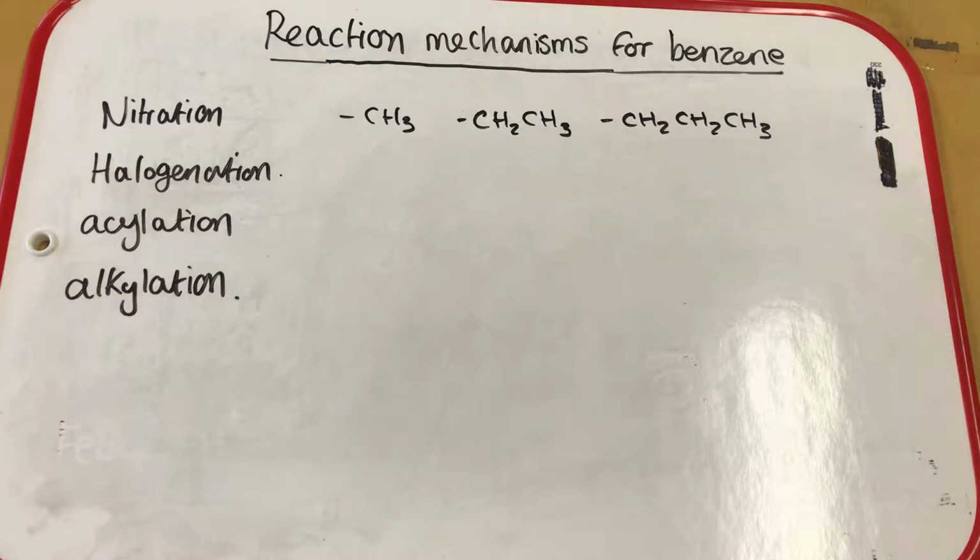This is the last video in the series looking at reaction mechanisms for benzene. So we've got the nitration of benzene that we've previously looked at, we've done halogenation, and we've done acylation. Here we're going to look at the alkylation of benzene.